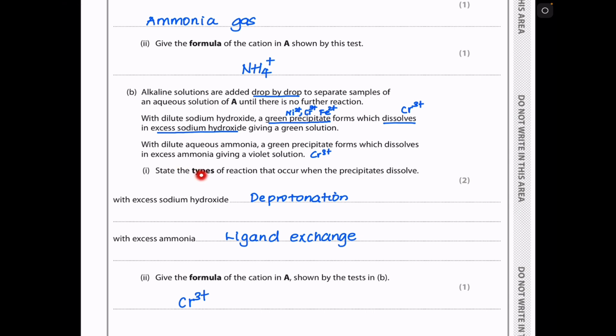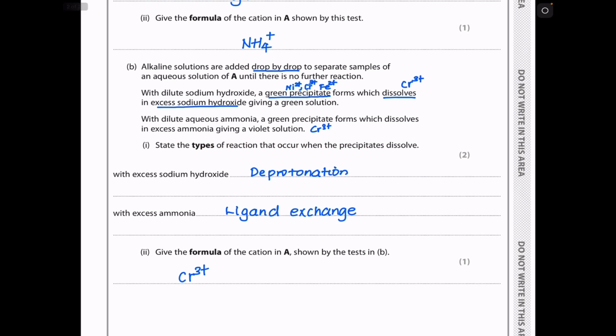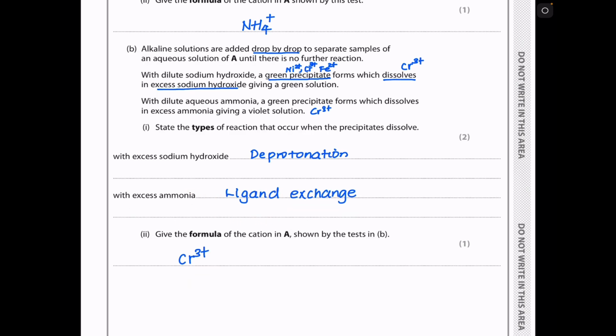So they say state the types of reaction that occur when the precipitates dissolve. With excess sodium hydroxide, that is a deprotonation reaction, as some of the hydrogens from the water are taken away, producing hydroxide ligands. And then with excess ammonia, this is going to be a ligand exchange, as ammonia ligands are substituting the other ligands that were present.